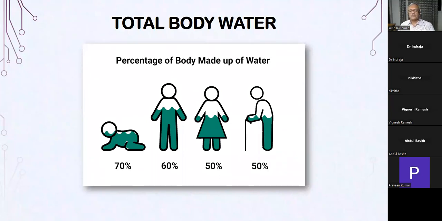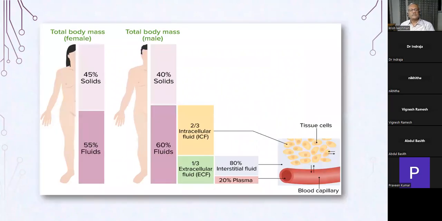Go on. Out of 100% of body mass, 60% is fluid. In the 60% of the fluid, 2/3 is intracellular fluid and 1/3 is extracellular fluid. And we are mainly concerned about extracellular fluid because it has been divided into interstitial fluid and plasma. Plasma is the only thing we can manipulate directly through the intravenous route.